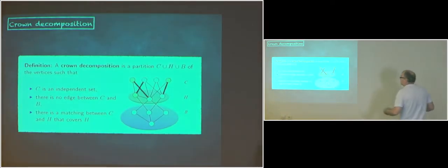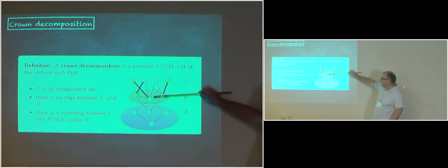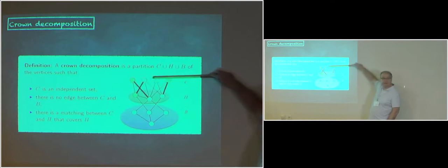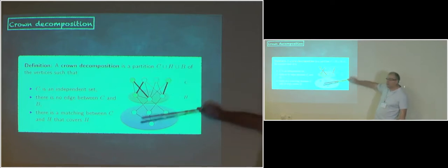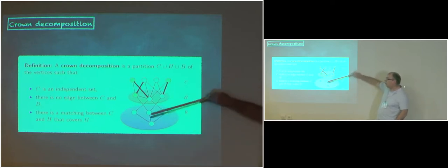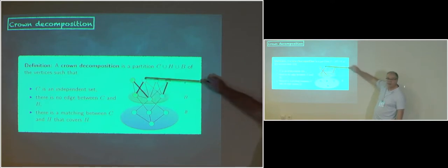Okay, so the first notion which will be very useful is the notion of crown decomposition. A crown decomposition of a graph is a partition of the vertex set of the graph into three sets: crown, head, body, with the following properties. The set C, the crown, is an independent set. The set H, the head, separates the crown from the remaining part of the graph, so there is no edge going from C to B. And there is a matching between C and H which covers H, so there is a matching of H into C.